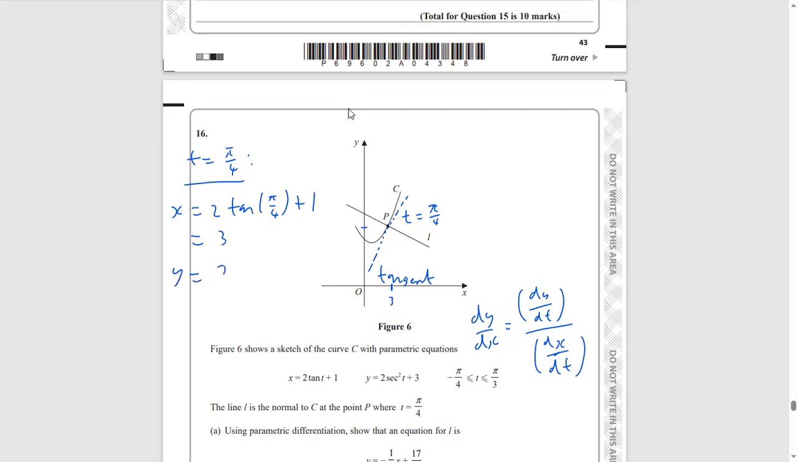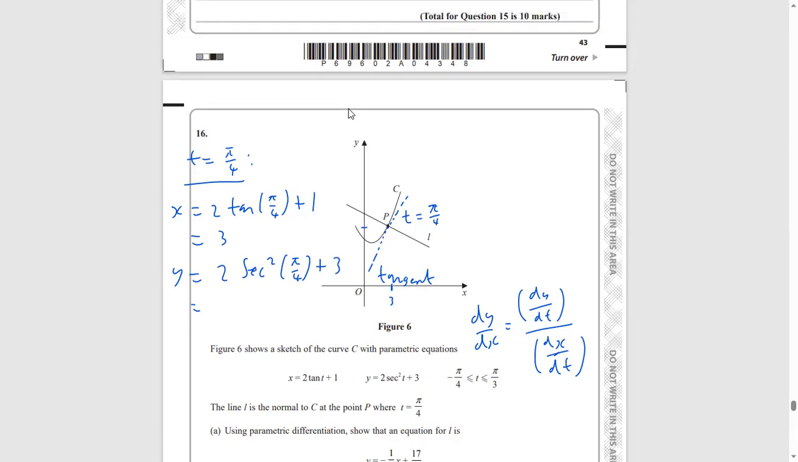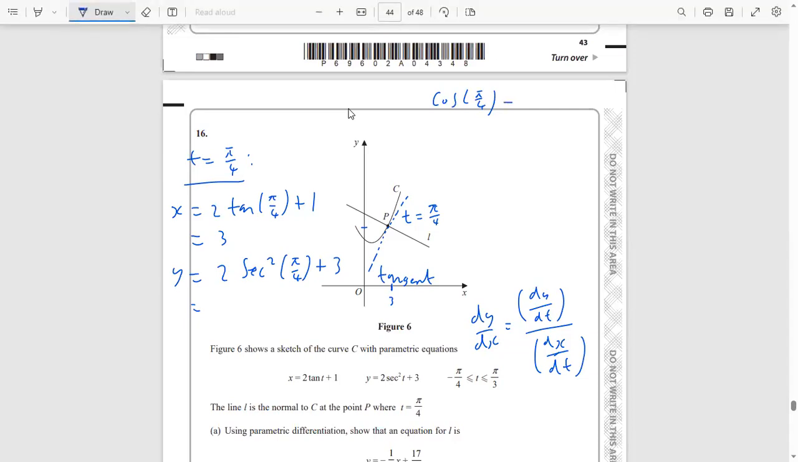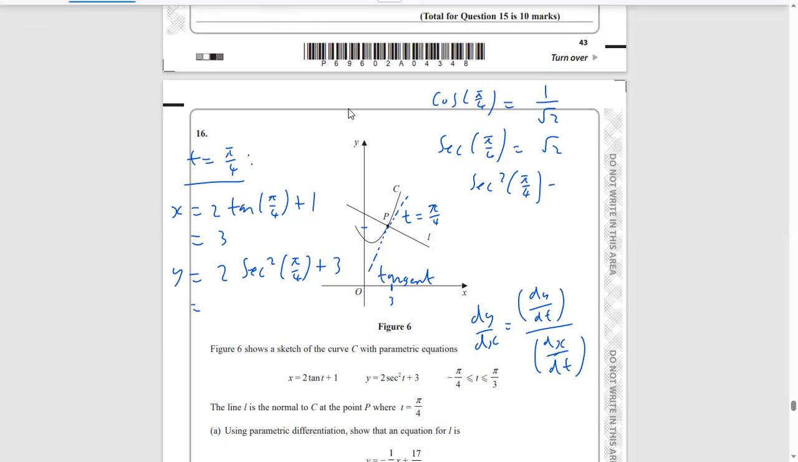And our y coordinate is going to be 2 times sec squared pi over 4 plus 3. So remember, sec is 1 over cos. So cos pi over 4 is 1 over root 2. So that means that sec pi over 4 is root 2. So let me just write this here just to be very clear. cos pi over 4 is equal to 1 over root 2, so that means that sec pi over 4 is equal to root 2. So sec squared pi over 4 is the square of root 2, which is 2.